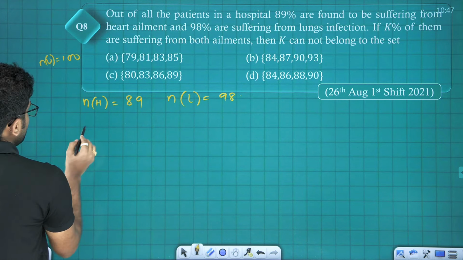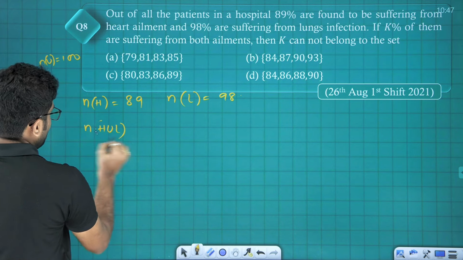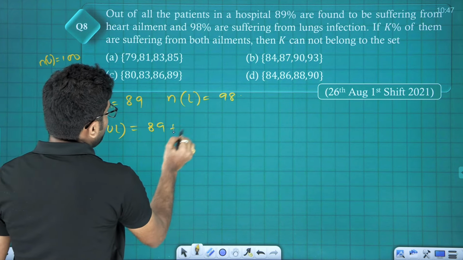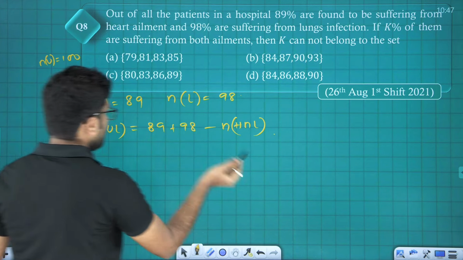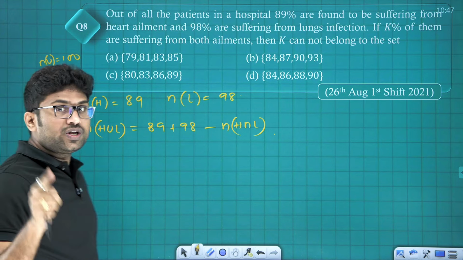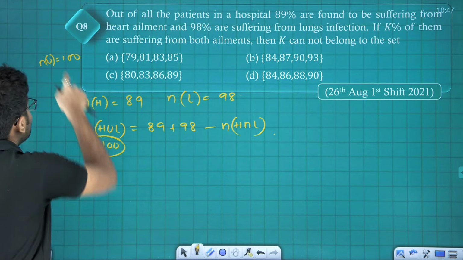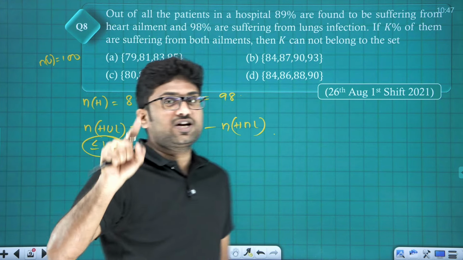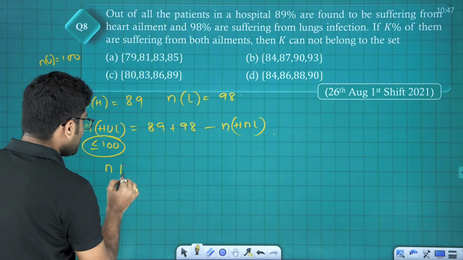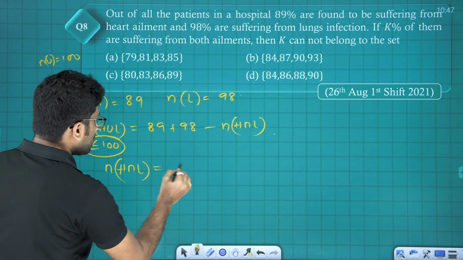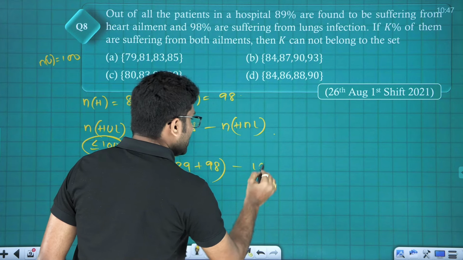We see, friends, generally N of H union L is equal to 89 plus 98 minus N of H intersection L. Okay, so the union will always be less than or equal to 100, because the union is always less than or equal to the universal set. The universal set is 100, no? So in that case, N of H intersection L is equal to 89 plus 98 minus 100. This is the maximum value.